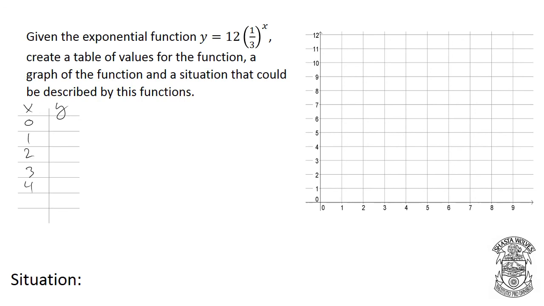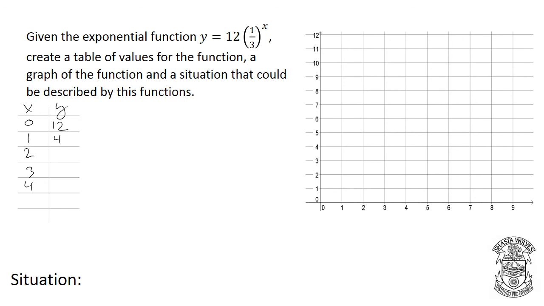Well, when x is 0, if I plug 0 into that function, I get 12 times (1/3) to the 0, which is equivalent to 12 times 1. So when x is 0, y is 12. When x is 1, I have 12 times 1/3, which is the number 4. And I can see I'm dividing by 3 each time. Each time there's a new factor of 1/3.